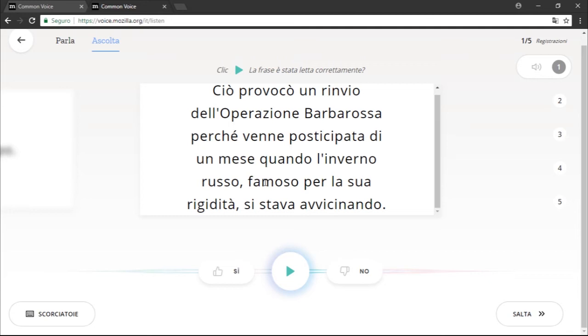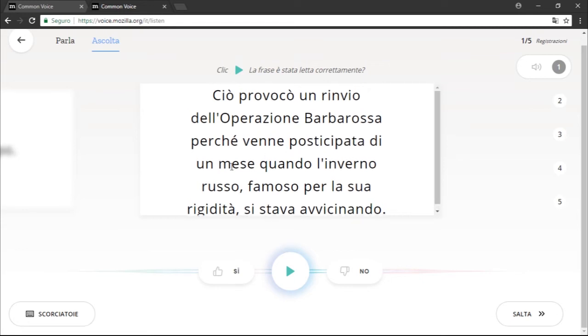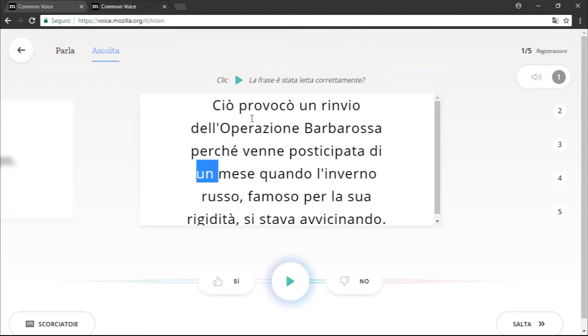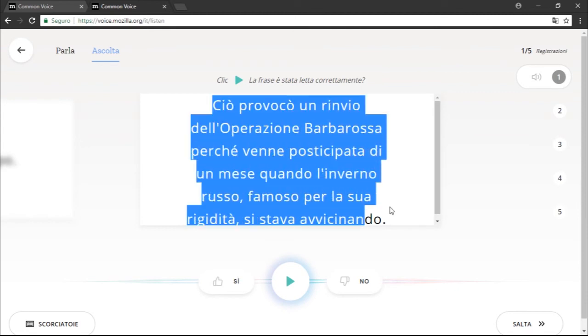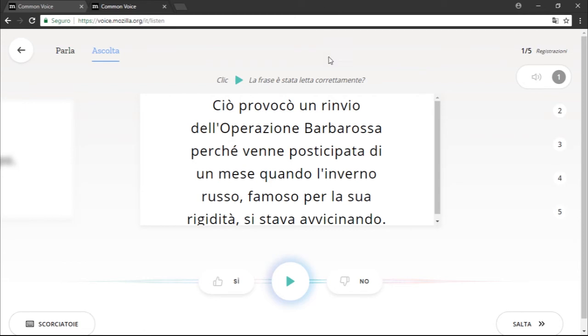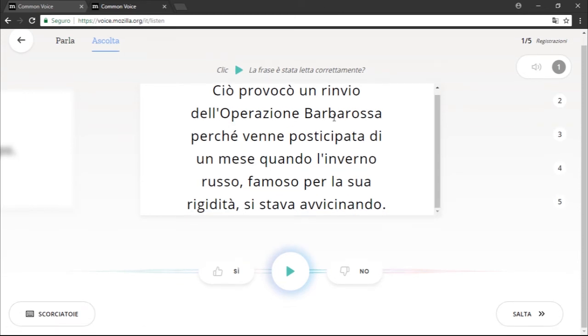Famoso, which means famous, winter. I don't think it's participate. I think it's month, one. So you guys can see, I can understand some of those words because I speak Portuguese. So let's play it.